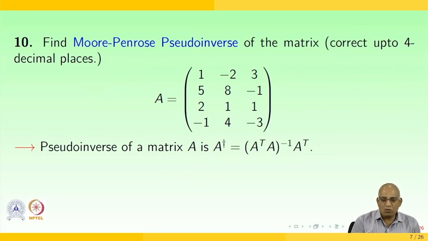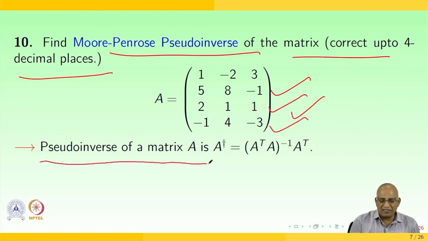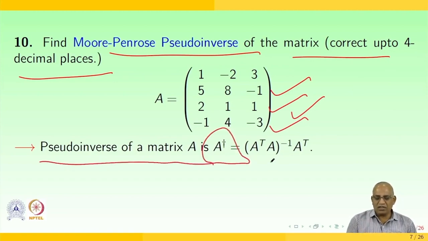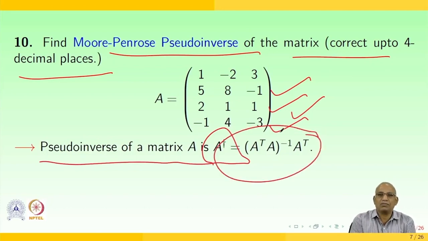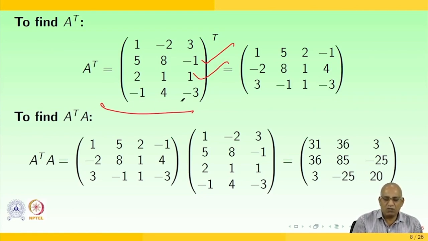Find the Moore-Penrose pseudo inverse of the matrix, correct to 4 decimal places. That is, matrix A is 1, minus 2, 3, 5, 8, minus 1, 2, 1, 1, minus 1, 4, minus 3. The pseudo inverse of a matrix A can be written as A transpose A whole inverse times A transpose. So we can find the pseudo inverse as A transpose A whole inverse A transpose. To find A transpose, we write this matrix as 1, minus 2, 3, 5, 8, minus 1, 2, 1, 1, minus 1, 4, minus 3.